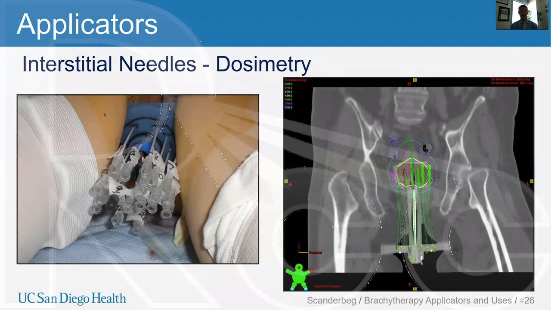So really with a well-designed and implanted interstitial implant, you can have the most conformal radiation treatment possible with less dose to surrounding tissues and no entry and exit dose like in external beam, because the source is irradiating the target from the inside out.